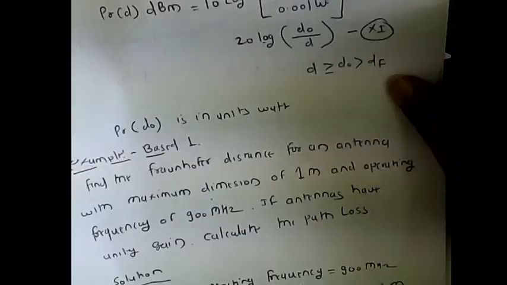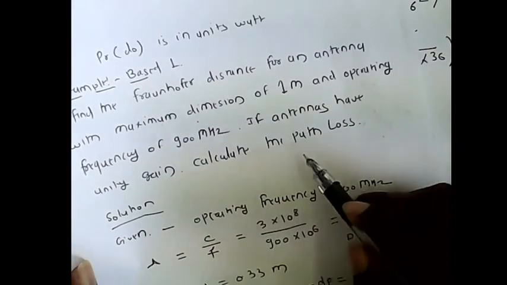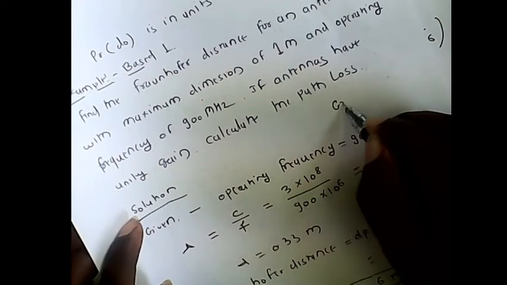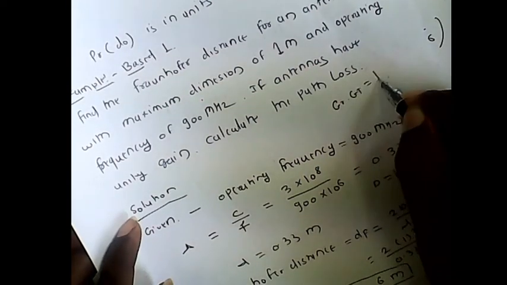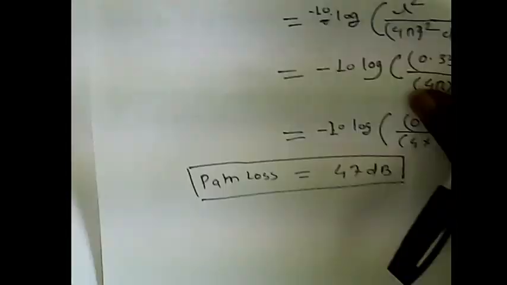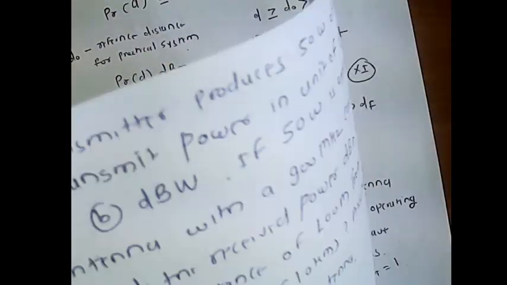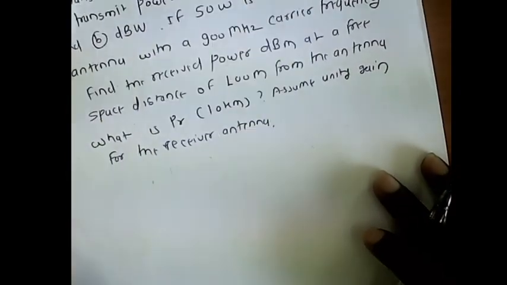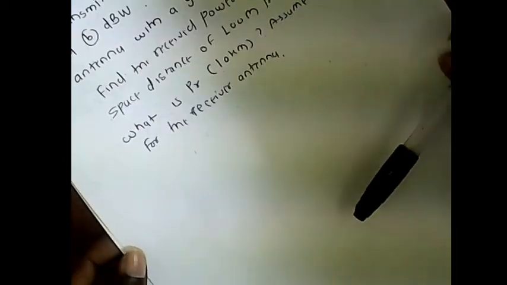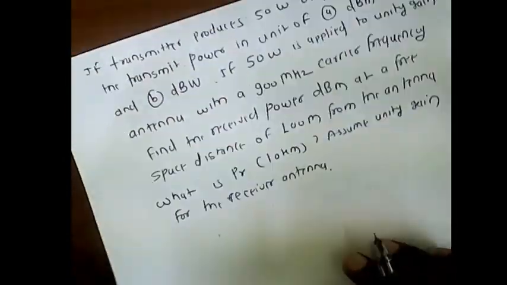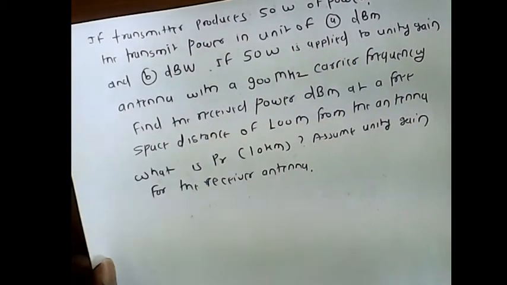So if you observe, the antenna has unity gain, so Gr and Gt are equal to 1. So you can use this formula. Now similarly we can calculate the numerical based on the second terms. So we also see some more concepts clearly.